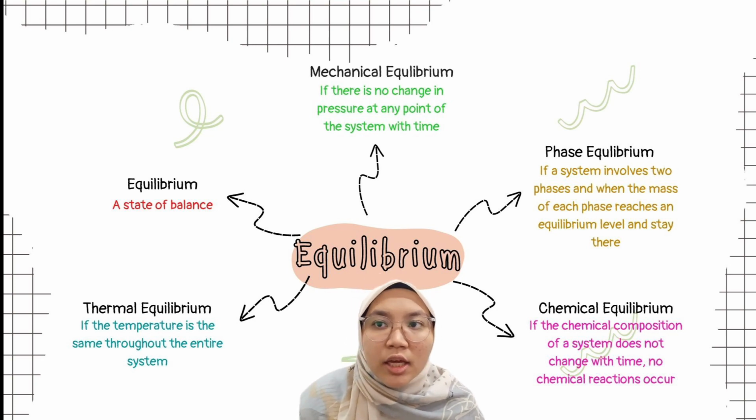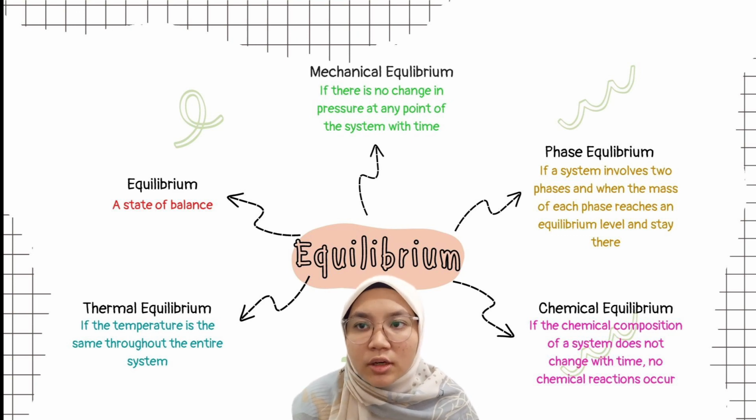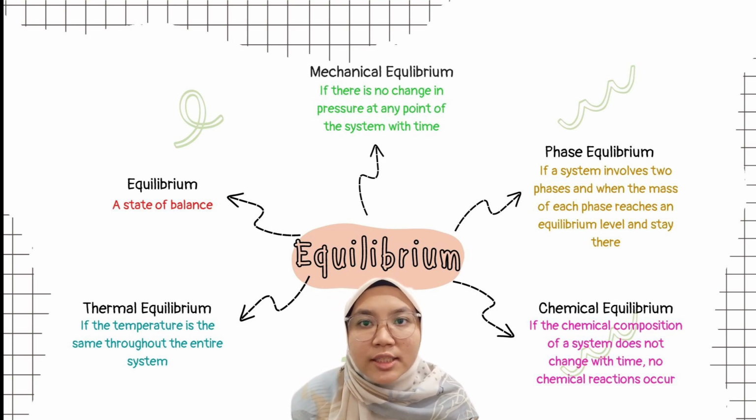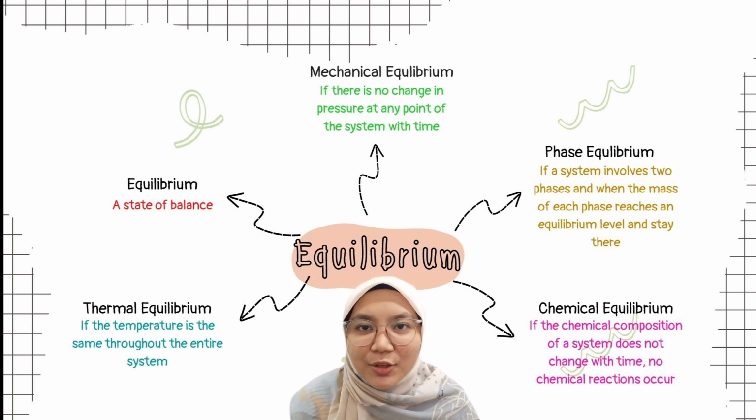And lastly, if the chemical composition of a system does not change with time and no chemical reaction occurs, it is defined as chemical equilibrium. Thank you, that's all from me.